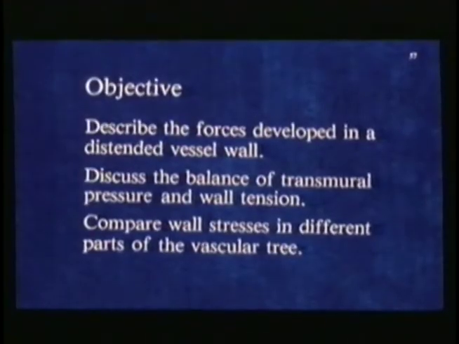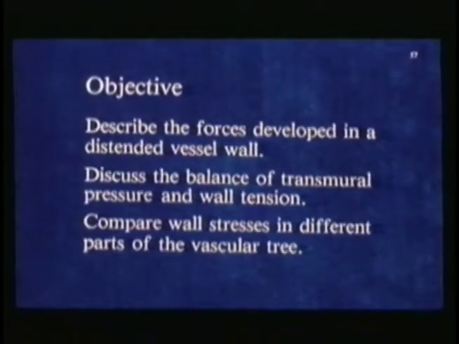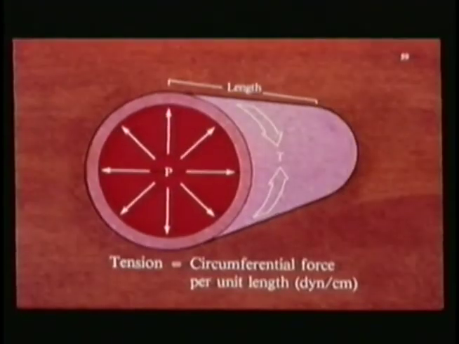57. Your last objective is to be able to describe the forces developed in a distended vessel wall, to discuss the balance of transmural pressure and wall tension, and to compare wall stresses in different parts of the vascular tree. 58. Recall that the transmural pressure difference, represented here by P, exerts the distending force on the vessel wall. 59.